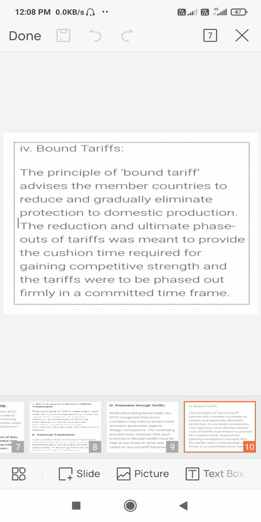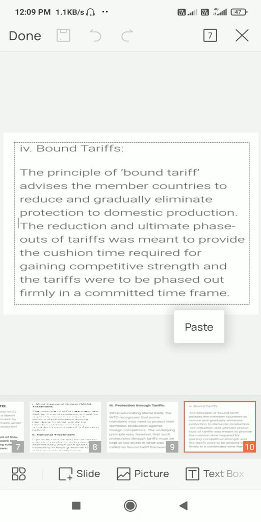So for protecting our domestic production, we are taking lots of techniques, which should not happen for member countries of WTO. The reduction and ultimate phase out of tariffs was meant to provide the duration of time required for gaining competitive strength, and the tariffs were to be phased out firmly in a competitive paradigm.